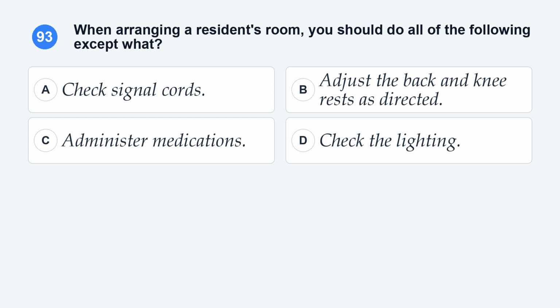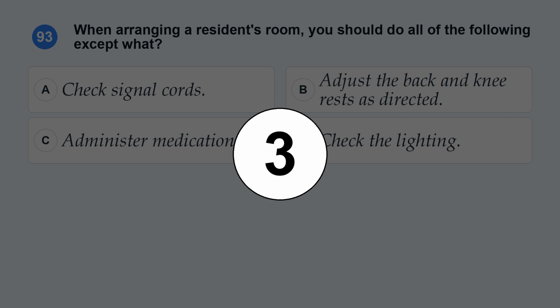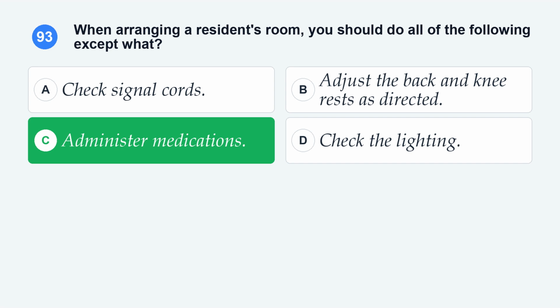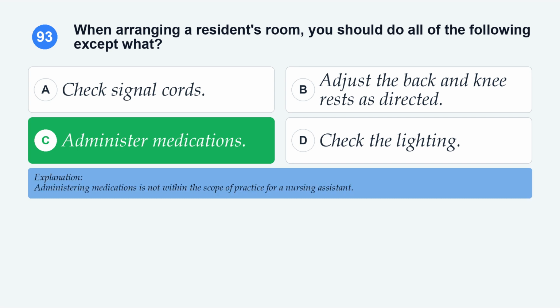Question 93. When arranging a resident's room, you should do all of the following except what? Option A, check signal cords. Option B, adjust the back and knee rests as directed. Option C, administer medications. Option D, check the lighting. The correct answer is option C, administer medications. Explanation. Administering medications is not within the scope of practice for a nursing assistant.